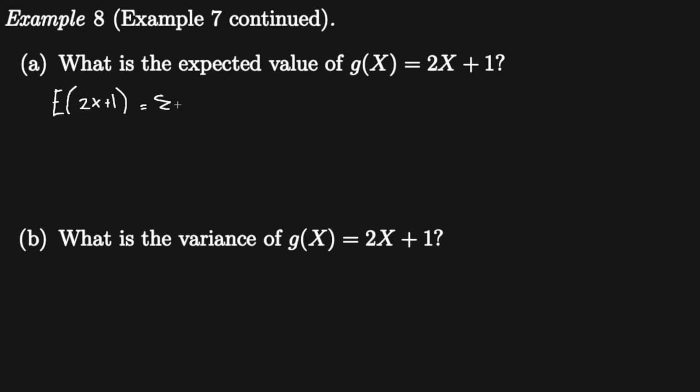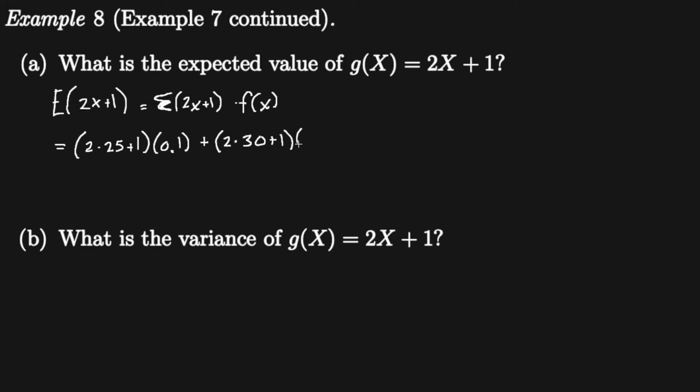So we have the expected value of 2x plus 1, which is equal to the summation of 2x plus 1 times f of x. So now using the data from before, the chart from before, we can do 2 times 25 plus 1 times 0.1 plus 2 times 30 plus 1 times the f of x, which is 0.4, plus dot dot dot, which would equal 67 if we add them all up.